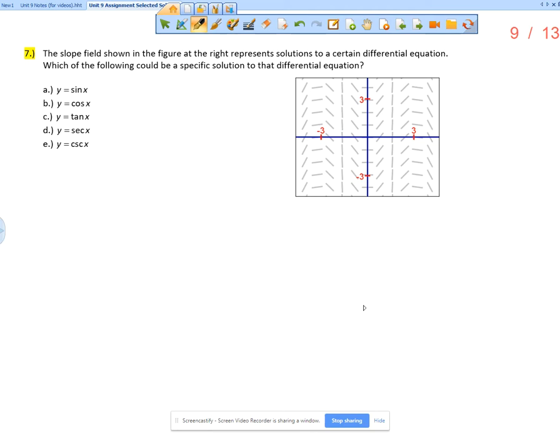All right, so what are we looking for here? We are looking for which one of these graphs could be drawn here and fit. All right, and so now what we need to do is think about what each of these are separately.